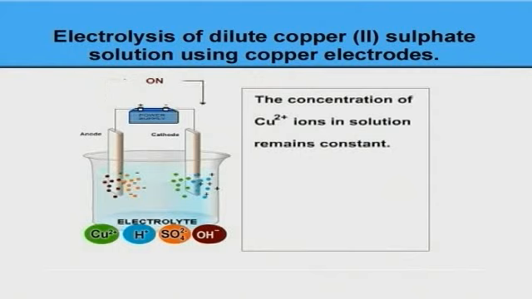The concentration of the electrolyte does not change during the process, as the quantity of copper 2+ ions entering the solution at the anode is exactly equal to the quantity of copper 2+ ions leaving the solution at the cathode for a given quantity of electricity.